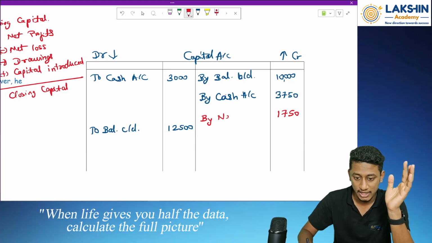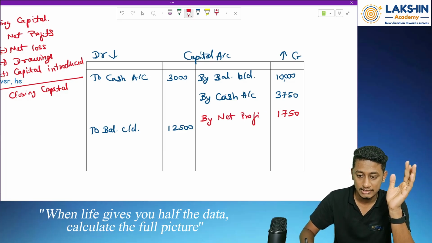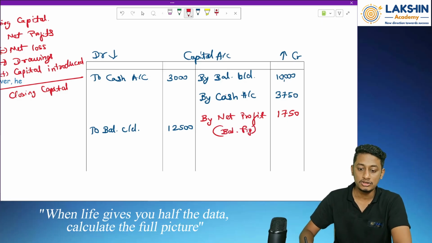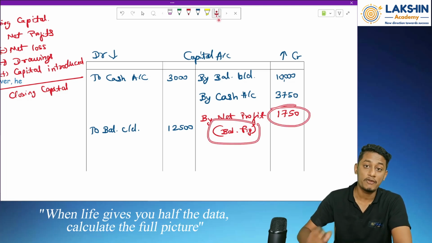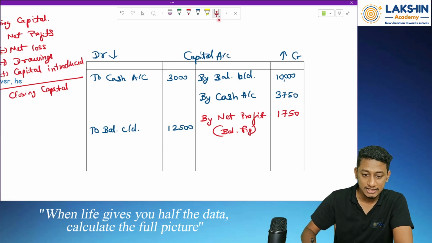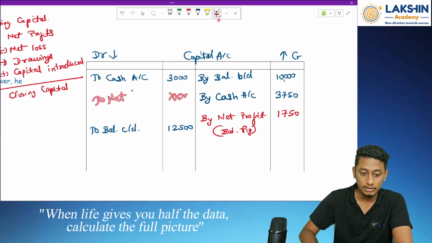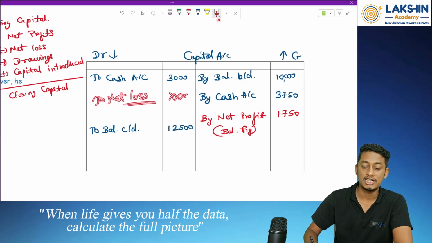Whatever net profit I earn during the year will increase the capital. This will be my balancing figure, or BF also you can write. Okay, so this will be my balancing figure, right? So this is my net profit that is earned during the year. Let us say the balance comes on this side. The balance would have come on this side. This would be called as to net loss, to net loss transferred from my P&L account.